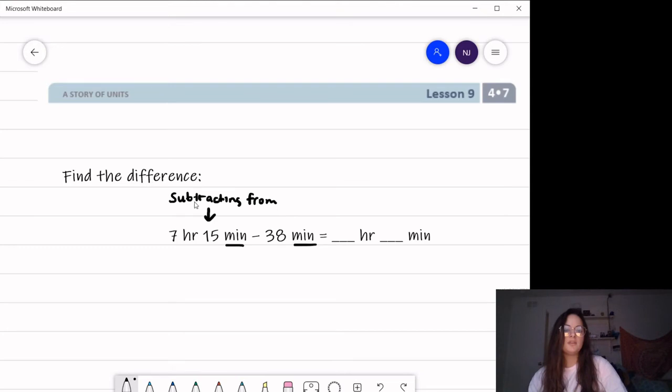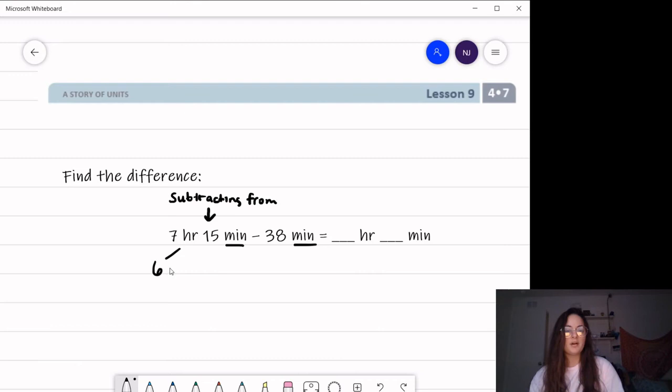So if this first number that's listed is smaller than the second number, then that means you cannot subtract and you're going to need to regroup. So that means that I can't take away 38 from 15. So I'm going to need some more minutes. I can get those minutes from these hours.